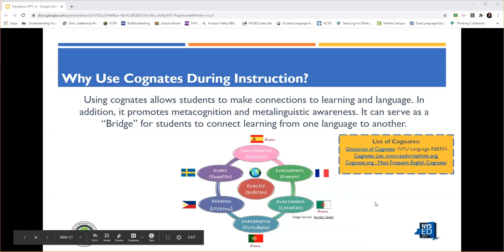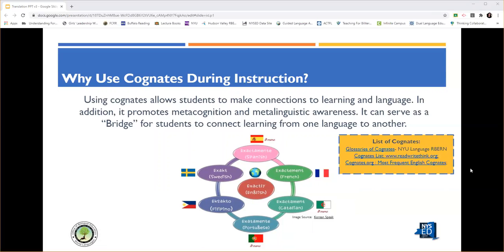To the right here, you have some resources where you can access lists of cognates and false cognates. So we invite you to download those, take a look, and have them handy in your classroom.